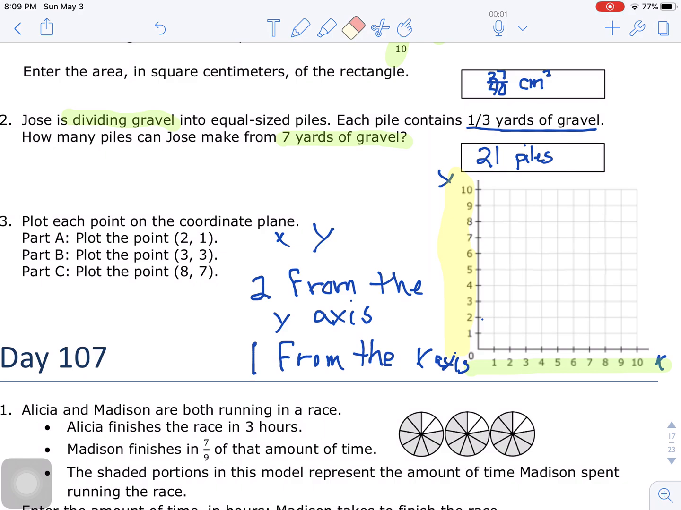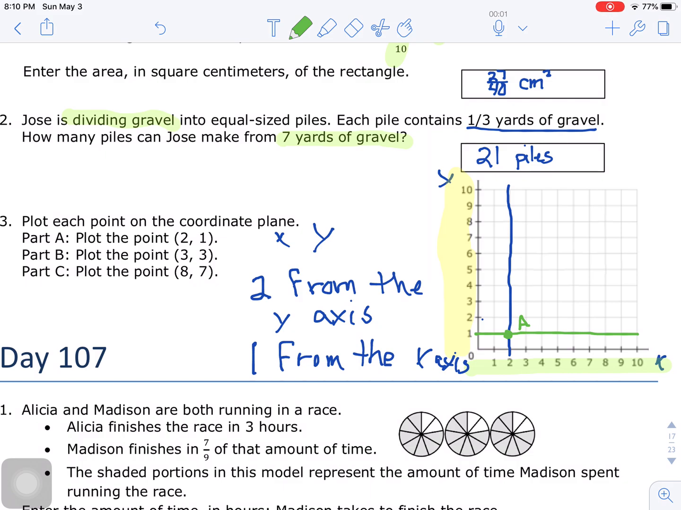And so, if I was 2 from the x-axis, I'd be right on this line. And if I was, I'm sorry, 2 from the y-axis, I would be on the blue line. And if I was 1 from the x-axis, I'd be on the green line. And what we see is where the points intersect would be our coordinate pair. So that would be part A.